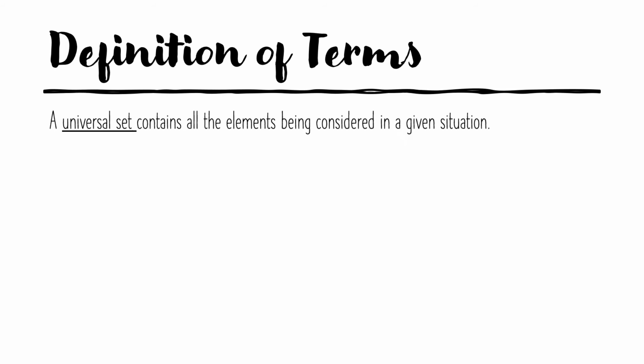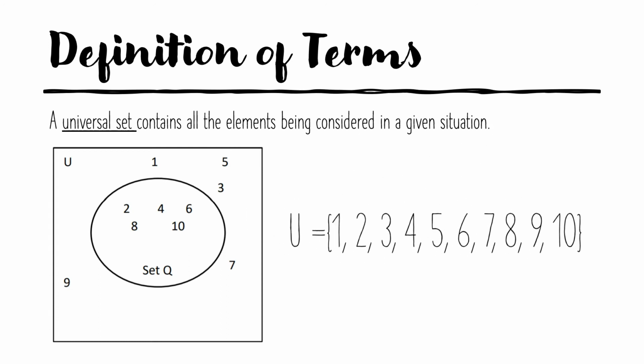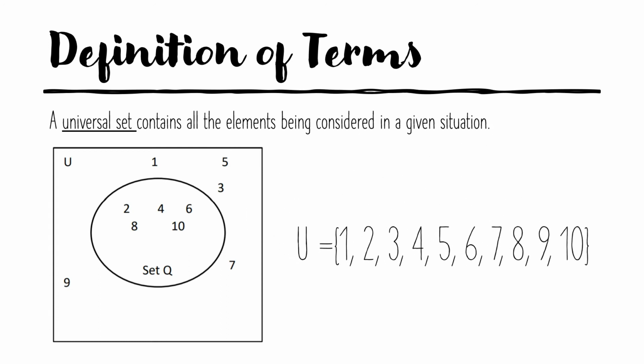Next, we have a universal set. A universal set contains all the elements being considered in a given situation. And this is an example of a universal set. This one is set U, wherein the universal set, the elements are 1, 2, 3, 4, 5, 6, 7, 8, 9, and 10.